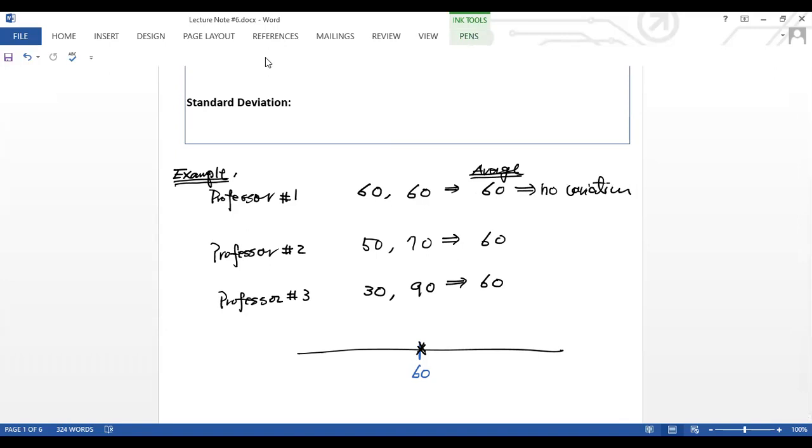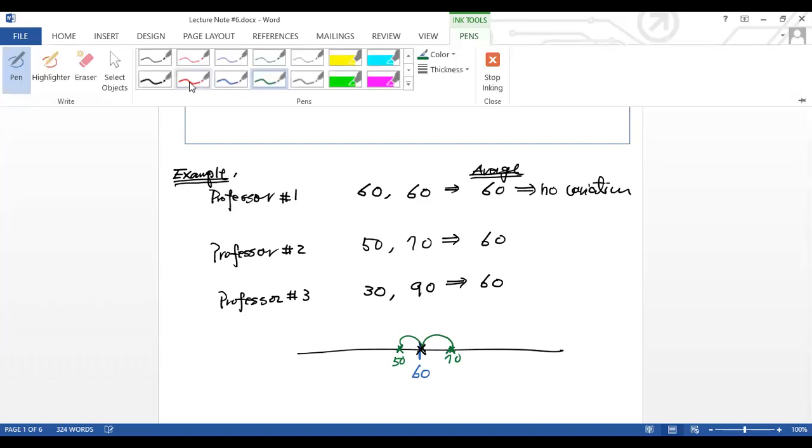Then for professor number two, let's take a look. I got a 50 here, and I have a 70. So I have one student here, one student here. What is their total variation? This is their total variation, right? 50 to 60 and 70 to 60. This is how much they vary from the mean here.